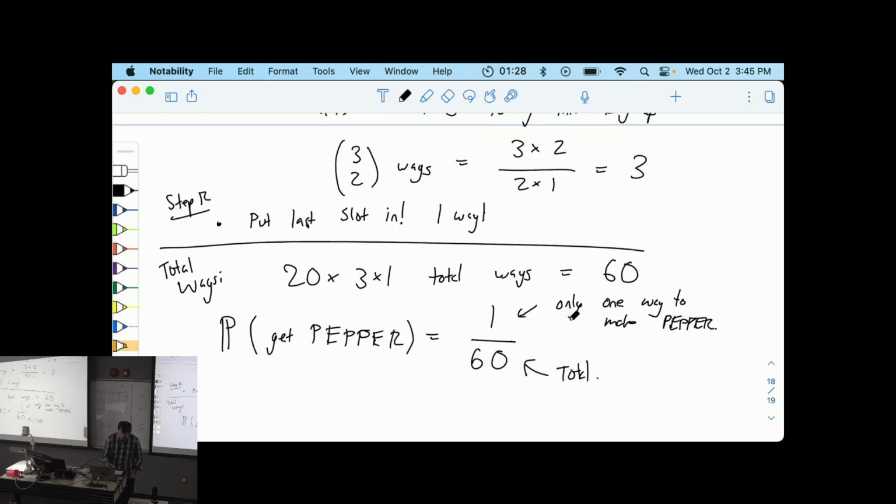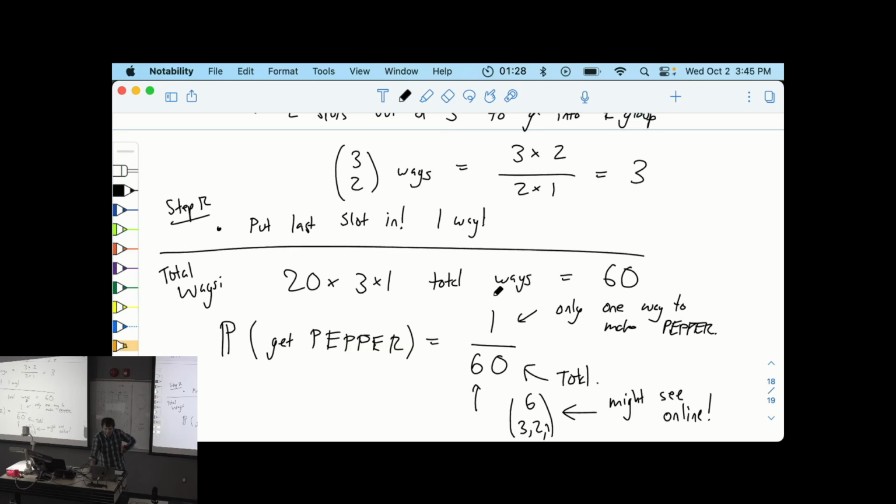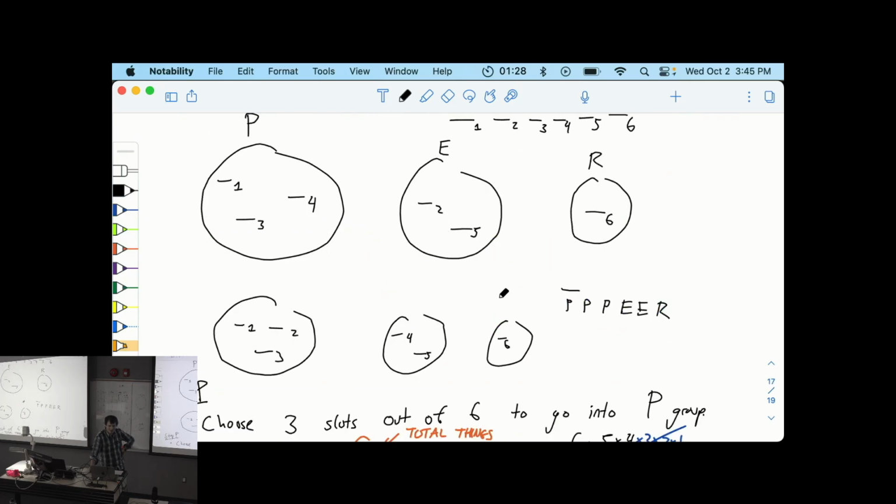Sometimes this 60 is written as 6 choose 3 comma 2, and then you kind of speed this thing up. But this is more complicated than we need to be. So you might see this online, or 3 comma 2 comma 1. Some people call this a multinomial coefficient, but I'm not one of those people. Okay. Any questions or comments about this solution?